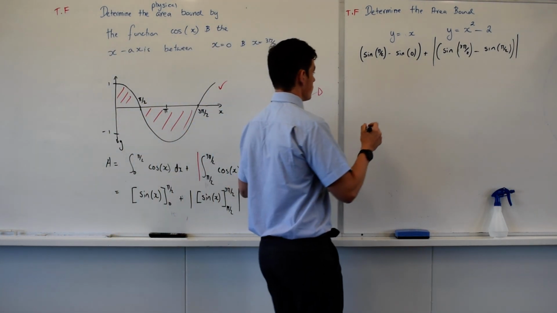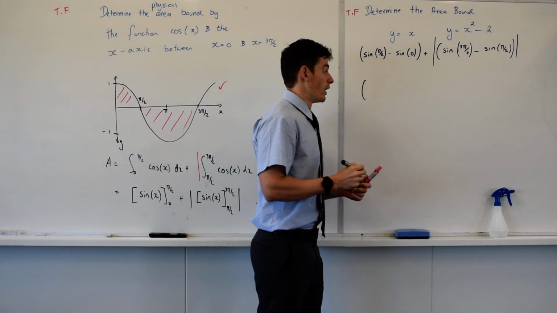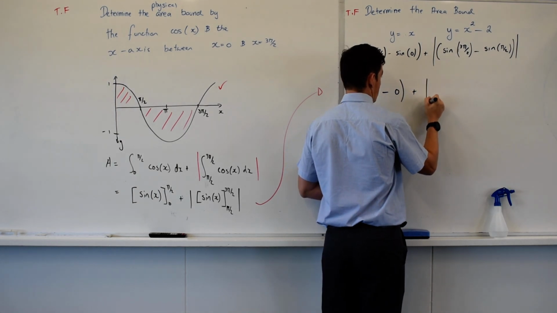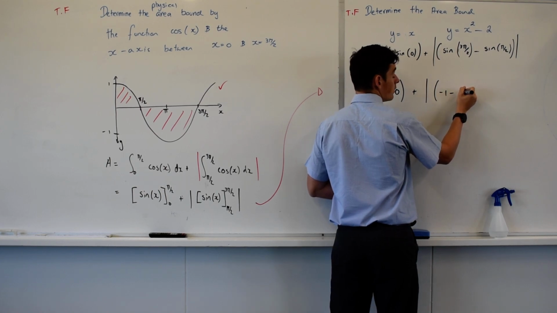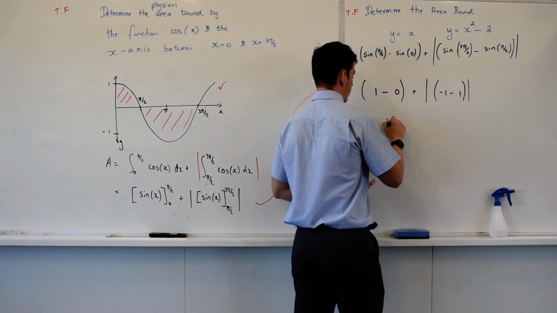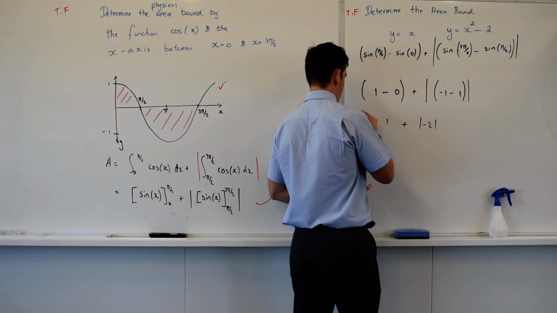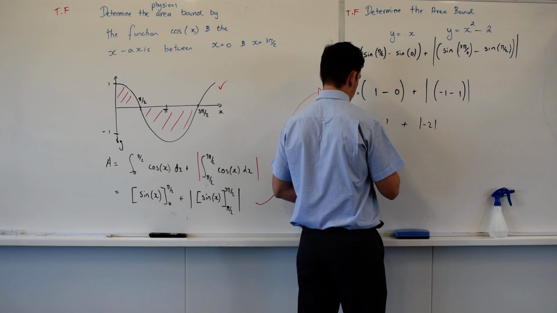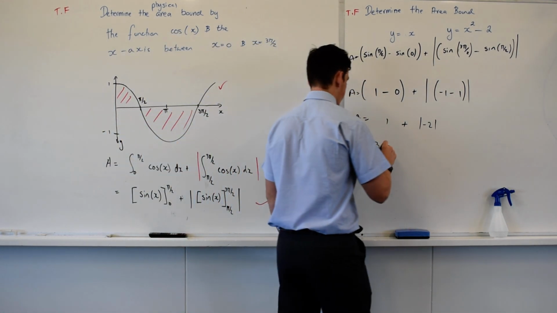What is sine pi on 2? What is that? 1 minus 0, plus the absolute of negative 1 minus 1. So I've got 1 plus absolute of negative 2. I should have my A equals here. The physical area equals 3. Am I done? Yes. Unit squared.